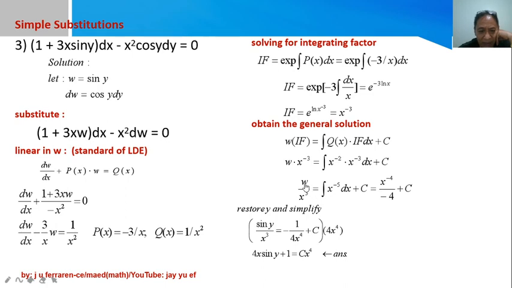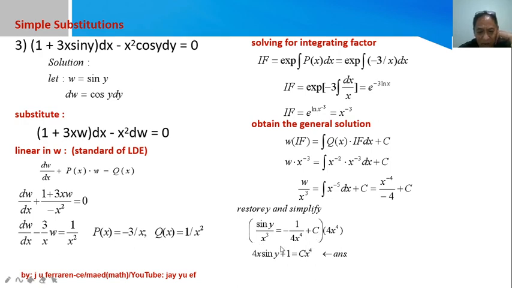So we have sine y. Restoring also my y, my w is sine y, correct? So we have sine y over x cubed. And the integral of this is x to the power minus 4 over negative 4. Then changing the power to positive, this is negative 1 over 4x to the fourth power plus c.